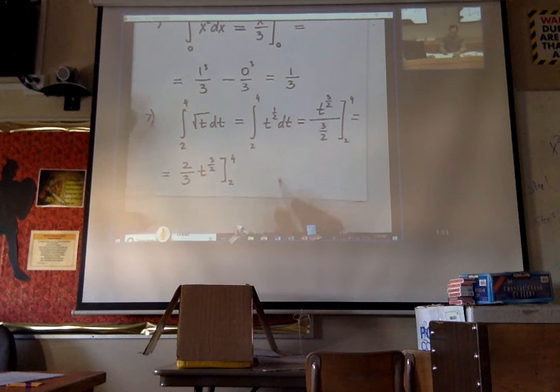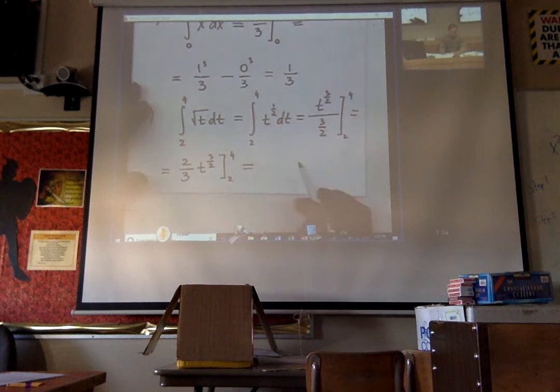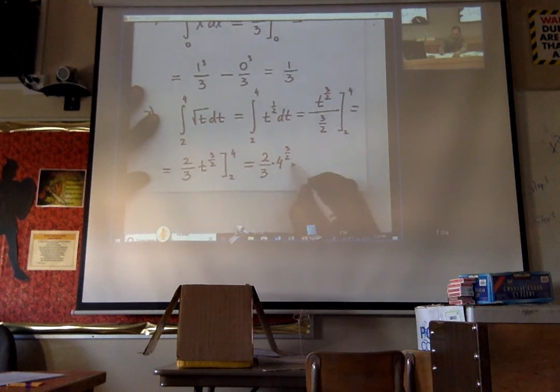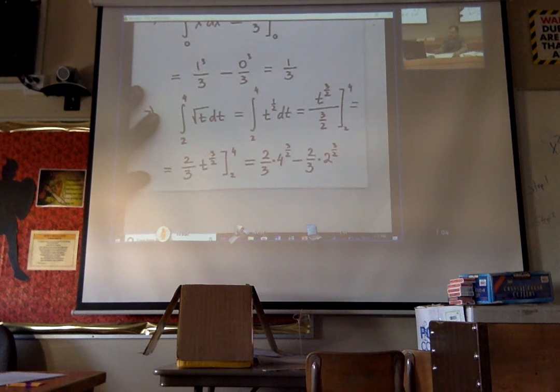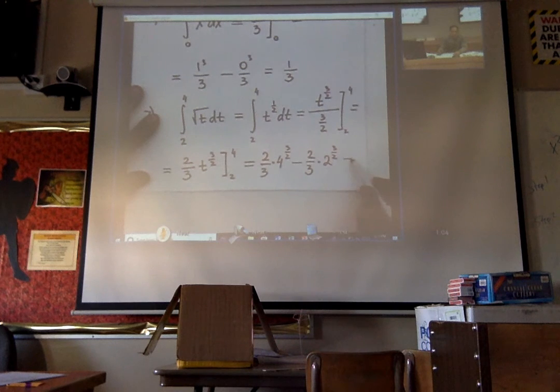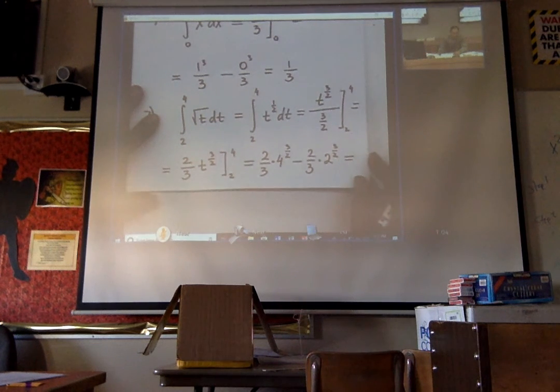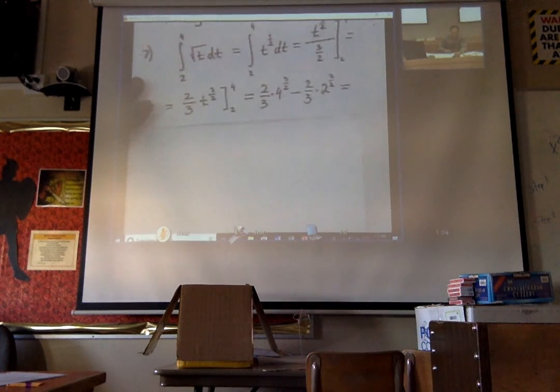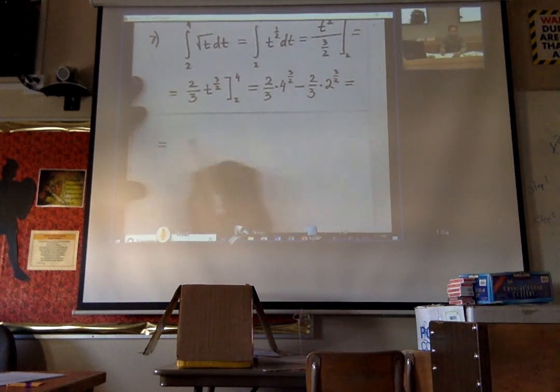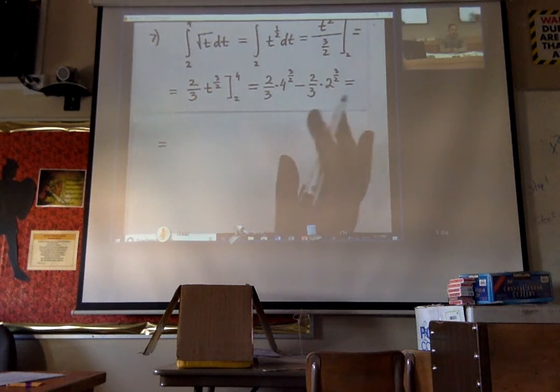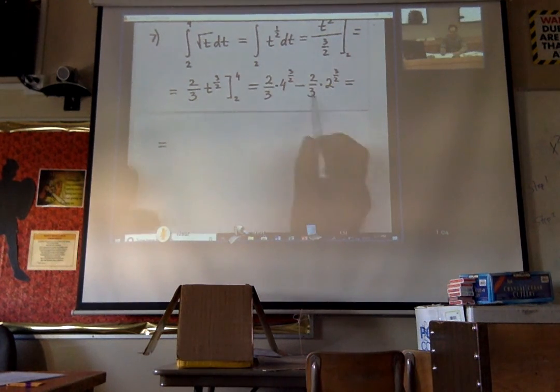But right now what we're going to do is substitute 4 and substitute 2. So we have 2 over 3 times 4 to 3 halves minus 2 over 3 times 2 to 3 halves. Now you can leave it like this, and also you can give decimals, unless it says give decimals. So we really have to simplify. Tell me what we get for the first fraction. You can use your calculator, I really don't care. You can show me the work manually here. So what do you get over here?